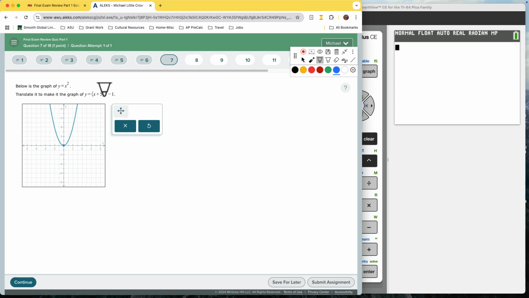What we want to remember here is there's sort of an inside and outside of the function. Anything that's plugged into x, the function really is x squared. Anything inside here is going to affect the x. Think of it as going into the function, like going into the looking glass. When you look in the mirror in the morning, everything is backwards. That's the way I remember this.